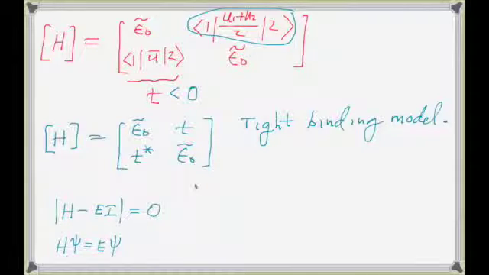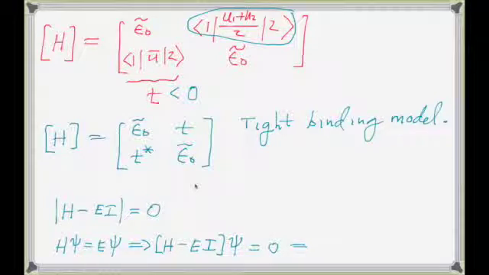And so that means that H minus E, which is just a number times the identity matrix, acting on psi is 0. And the only way for a non-zero psi for that to be true is if the determinant of H minus EI is 0. So you solve that eigenvalue problem for E, which is just a number. And since it's 2x2, and you don't have any degeneracies, you're going to get two numbers.